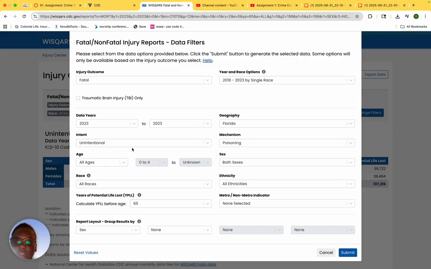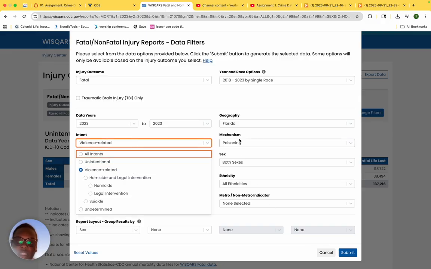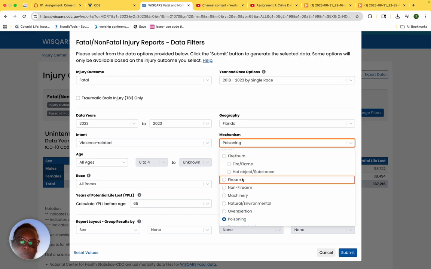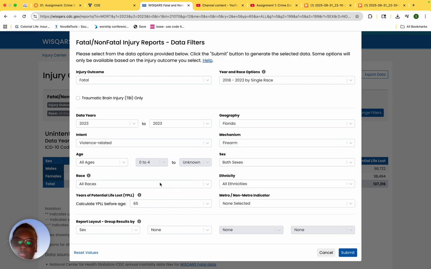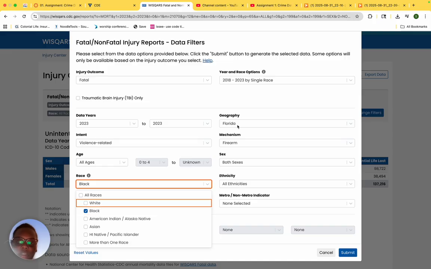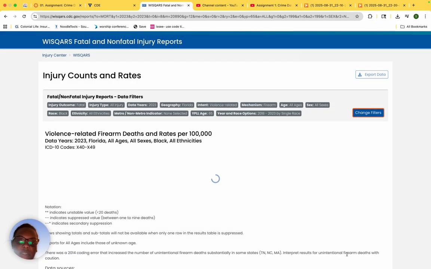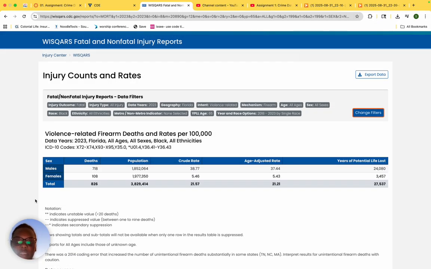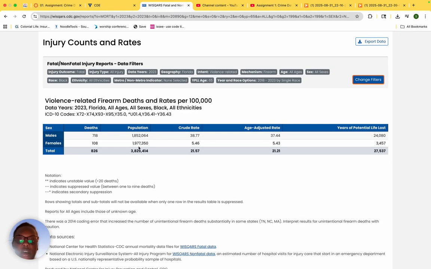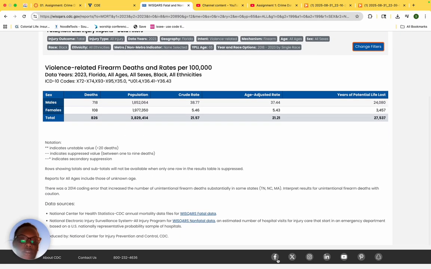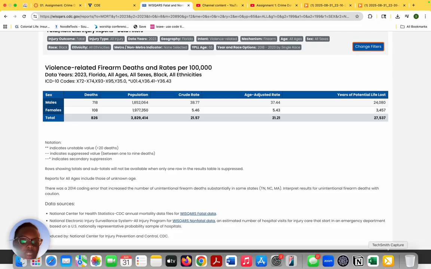So let's put violence related, let's put firearm, and let's put black for purposes of example. Submit. And this is a table that we have. I specifically use male and female so that there would be something to compare. So I could compare the death rates of males in comparison to females. So I use both sexes to establish that.